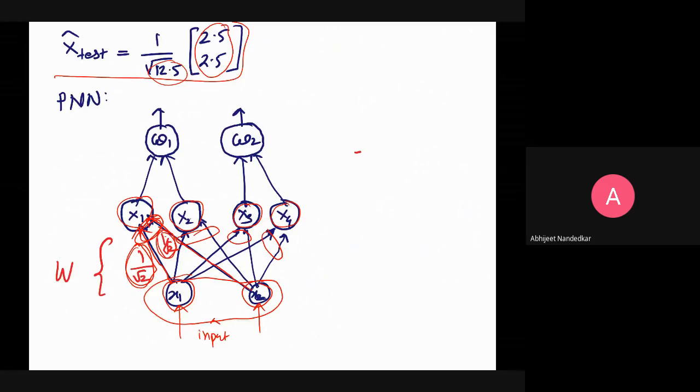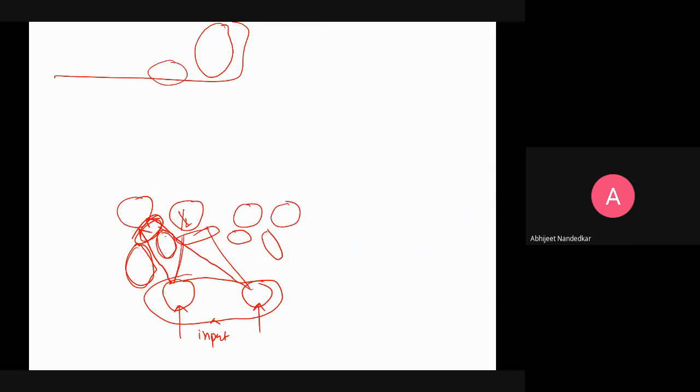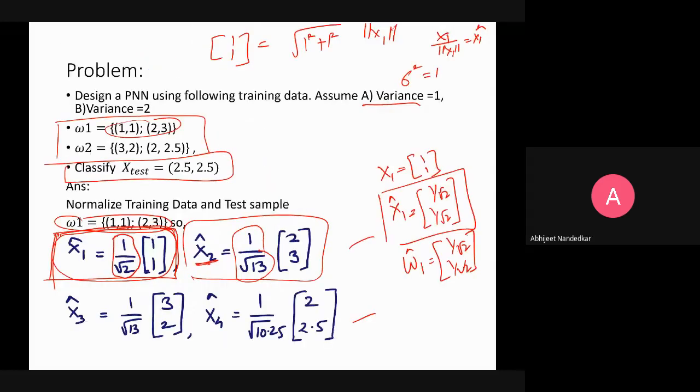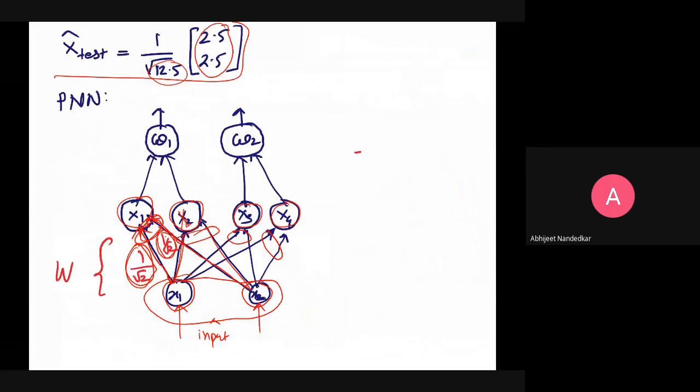Then you will take the second pattern, and the connections going to the second node will have their respective weights 2 over root 13 and 3 over root 13. So where will you write that? You will write here 2 over root 13 and 3 over root 13. Like that you will construct this whole diagram.